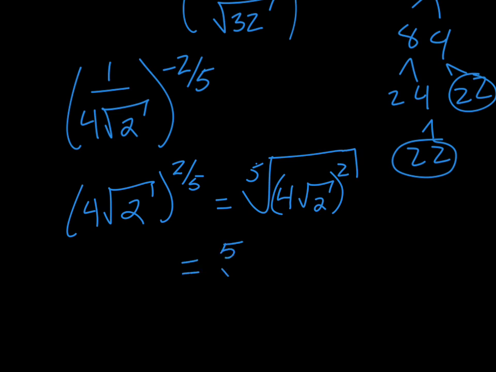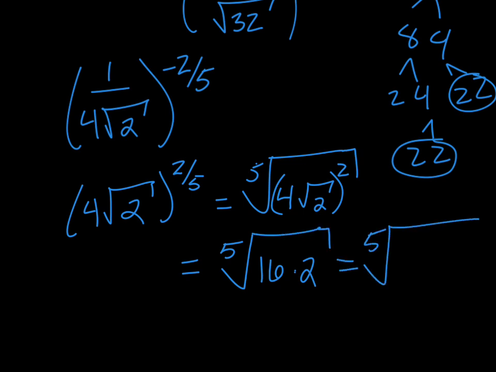16 times the square root of 4, but what's the square root of 4? 2, yeah. So then we're at the 5th root of 32. Wait, where's the 16 come from? Because we got to square everything, right? So we got to square this.